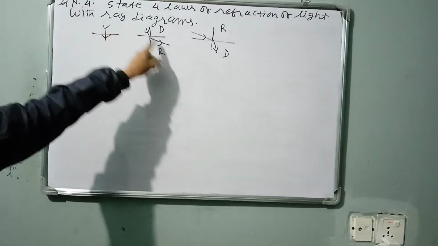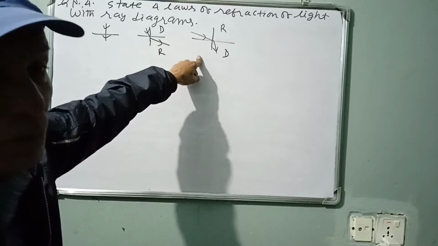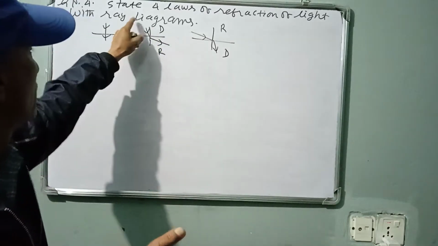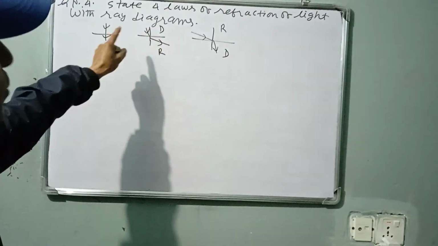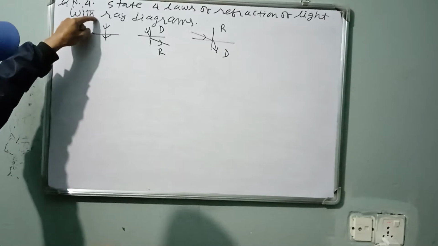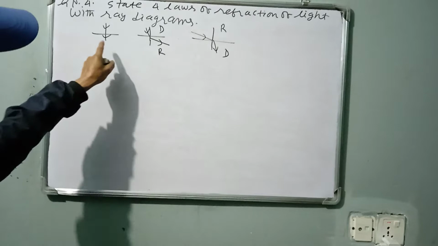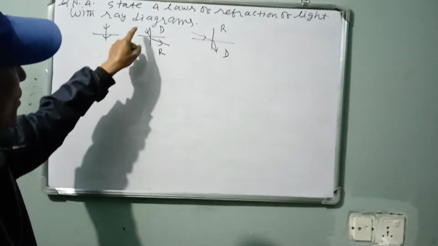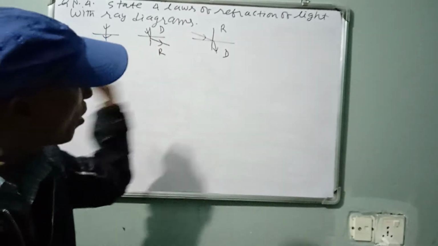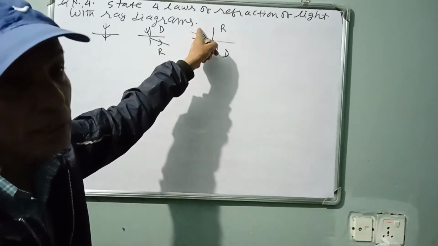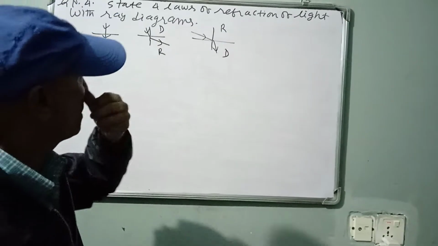First law, the incident ray, the refracted ray and the normal to the point of incidence all lie in the same plane. The three, incident ray, refracted ray and normal, lie in the same plane at the same point. Second law, if a ray is normally incident, it is normally refracted without bending. Another law, if a ray passes from a denser to a rarer medium, it is bent away from the normal. If a ray passes from a rarer medium to a denser medium, it is bent towards the normal.